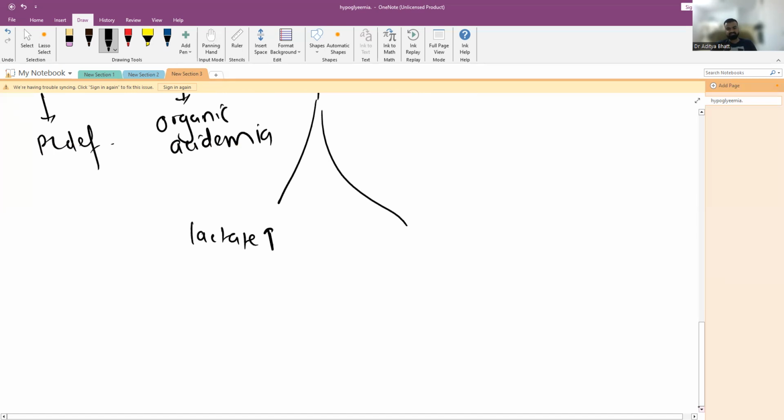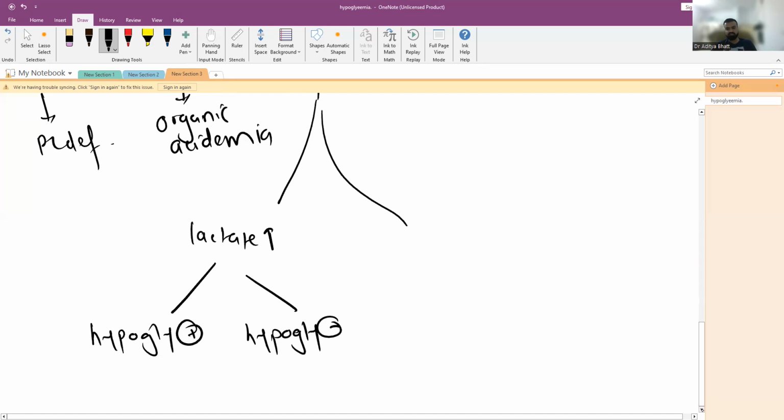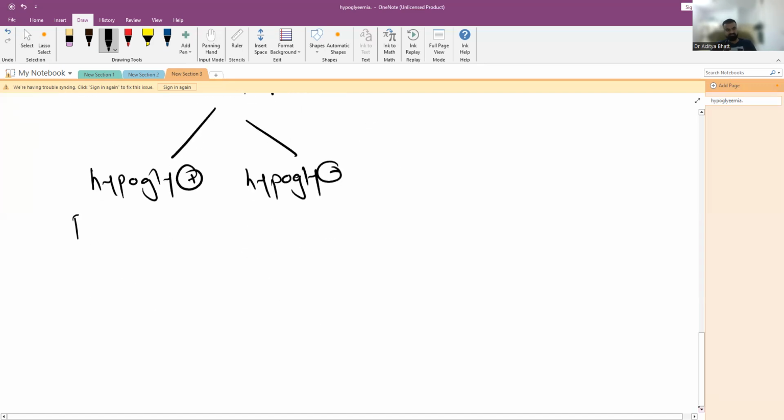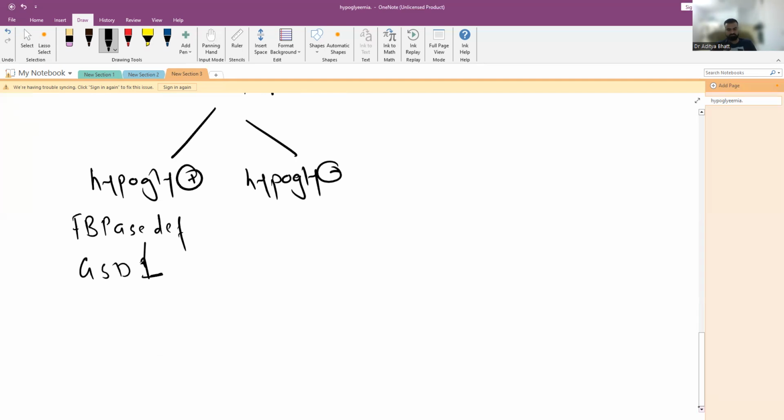So if the lactate is high, you have to check for hypoglycemia. If hypoglycemia is present with increased lactate with normal ammonia, it is again fructose biphosphatase deficiency and GSD1. While if the patient has normoglycemia, you can suspect mitochondrial disease.